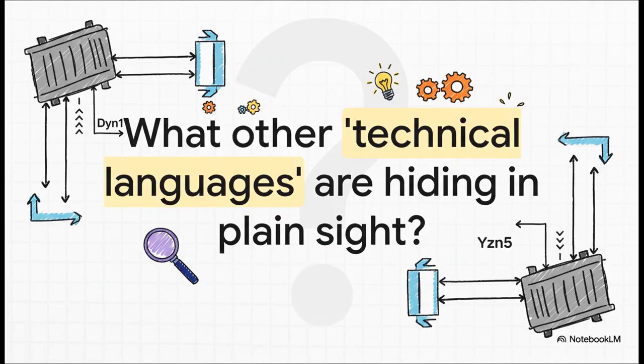So, the next time you see a transformer, you won't just see a gray box. You'll see the story it's telling you about how it works inside. And it kind of makes you wonder, doesn't it? Now that you can read this language, what other technical codes are out there, just hiding in plain sight, waiting to be understood?